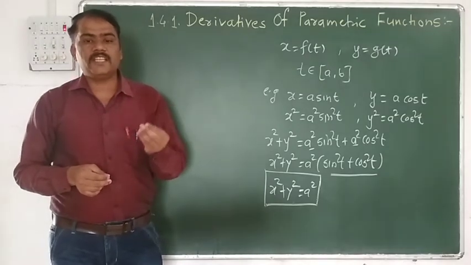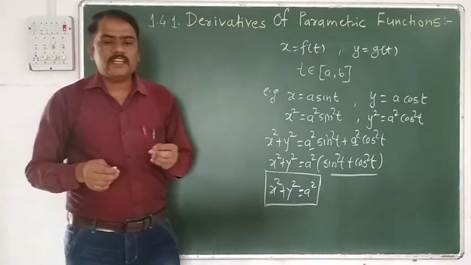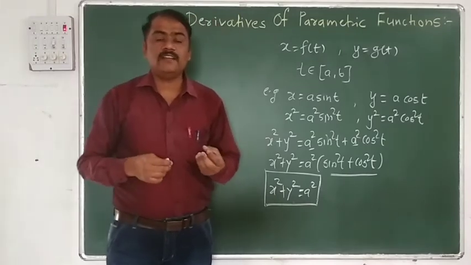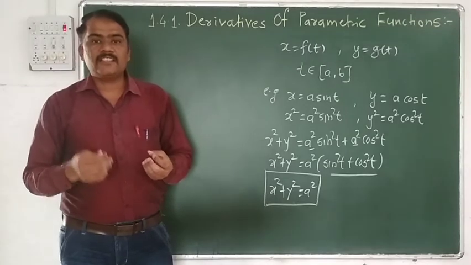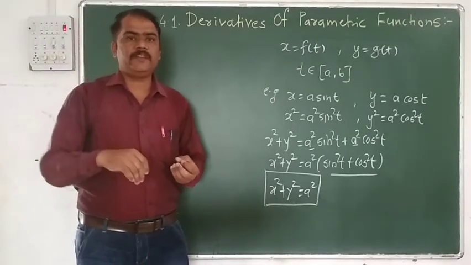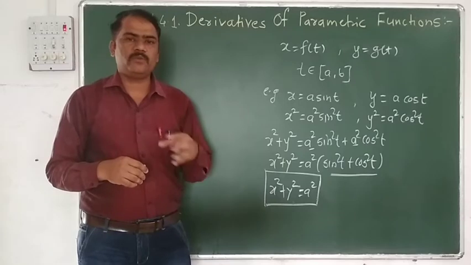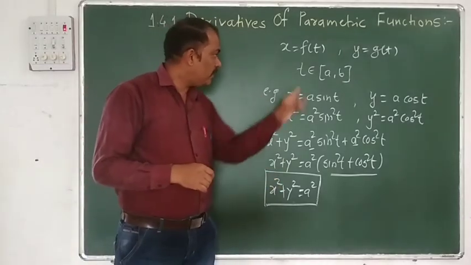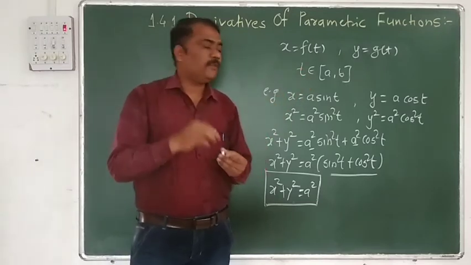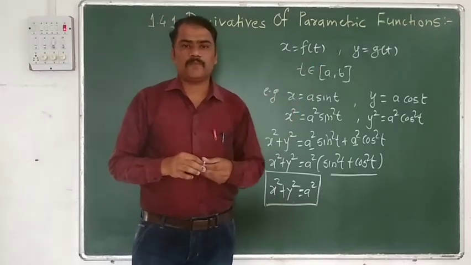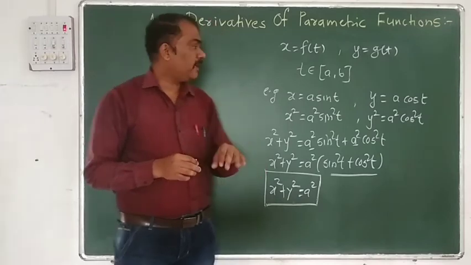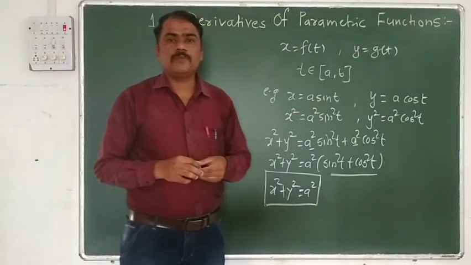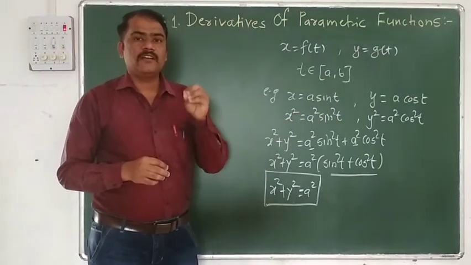If two variables x and y are defined separately as functions of an intermediate variable, intermediate variable means we take the help of another variable. Suppose that here we take the variable t, then this intermediate variable t is called the parameter, and these two equations, x is equal to f of t and y is equal to g of t, are called the parametric functions.